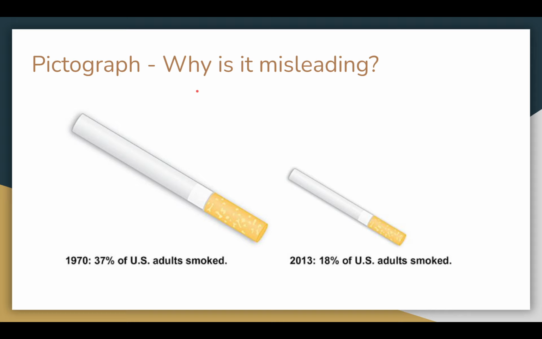You look here, in 1970, 37% of U.S. adults smoked, and in 2013, 18% of U.S. adults smoked. Now, while you can see that obviously the percent decreased, you can see that from the pictures even without the words. But why is this misleading?